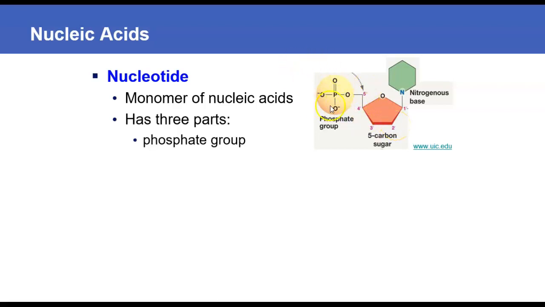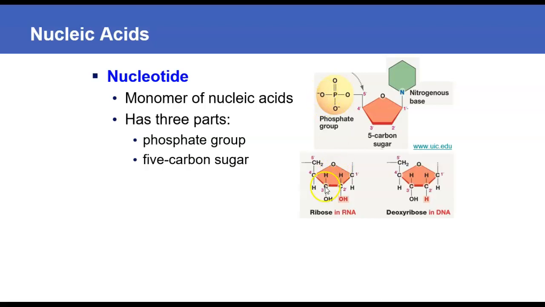It's got a phosphate group, which of course you recognize, with those negative charges due to those oxygens. It also has a 5-carbon sugar. There are 2 different types of nucleotides we're going to see, and 2 different types of sugar. One is ribose, the other is deoxyribose. As you can see here, the difference is just the deoxy, meaning there is not a hydroxyl group in deoxyribose.